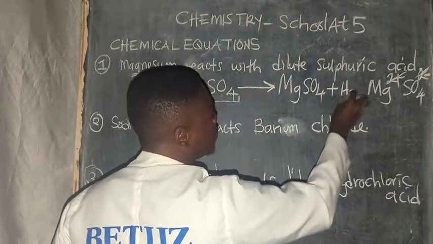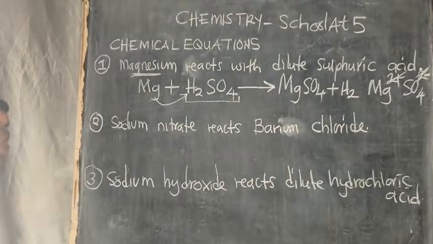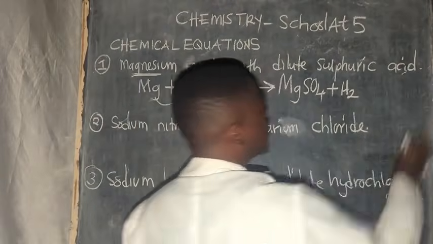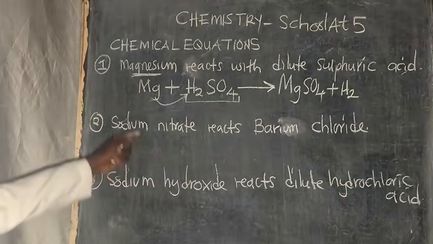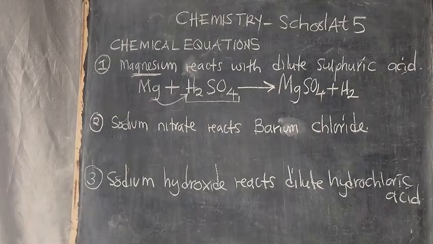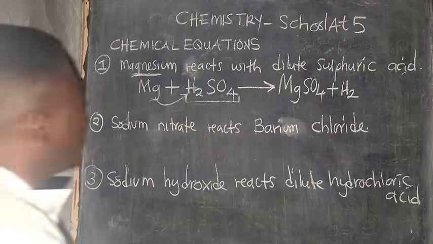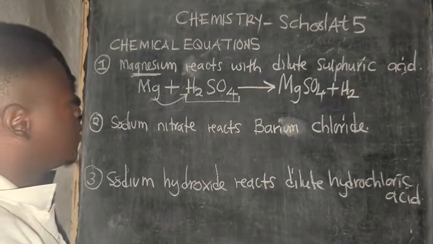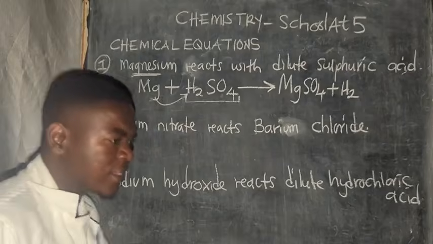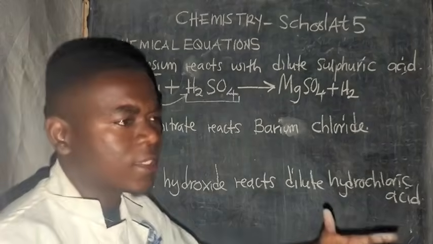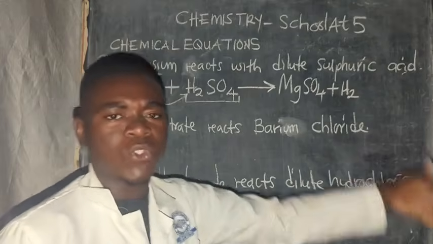We have hydrogen gas. Hydrogen gas will be produced. So this is the equation that you are going to form. With this type of equation, even as we advance, some things you just need to know. You get to understand the products, what is produced.